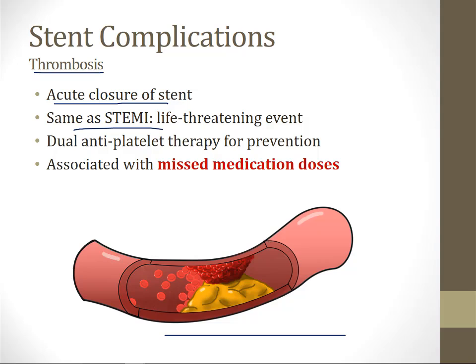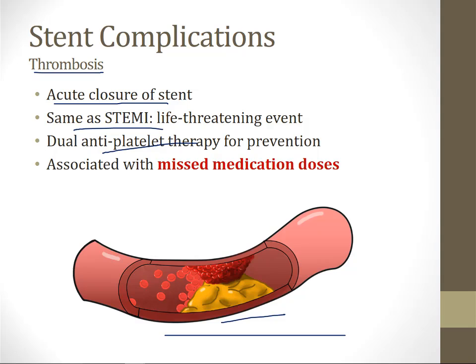You can imagine that if this blood vessel had a stent instead of this atherosclerotic plaque, that could also serve as a nidus for thrombus formation, and we get the same pathophysiology, complete closure of the vessel by a thrombus and no distal blood flow. To prevent stent thrombosis, 2 antiplatelet drugs are administered for prevention. I'll talk about that in a minute.